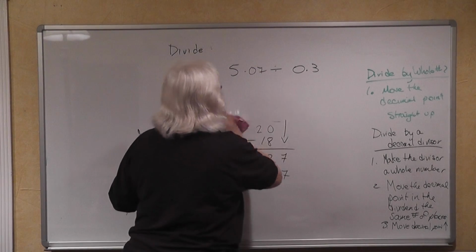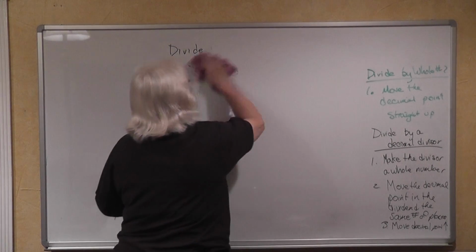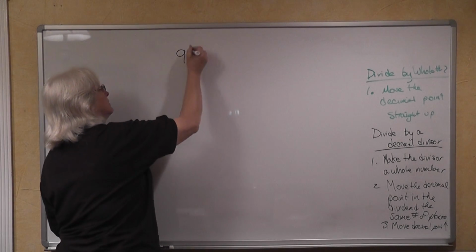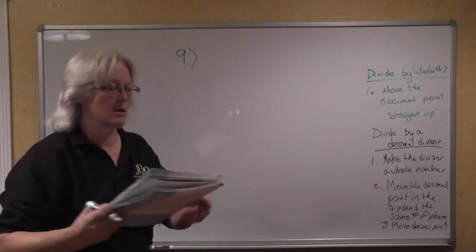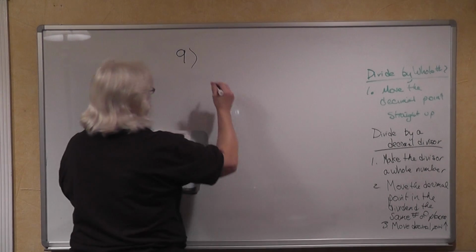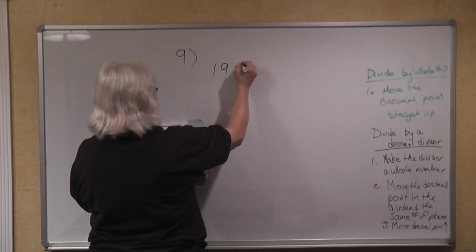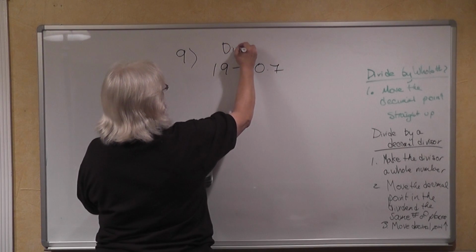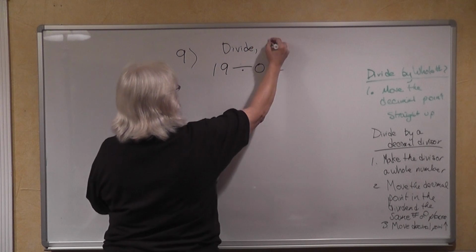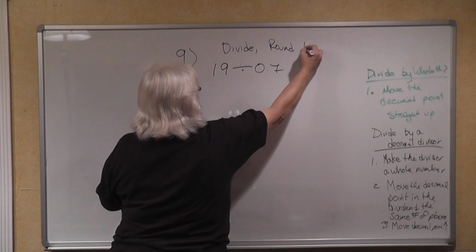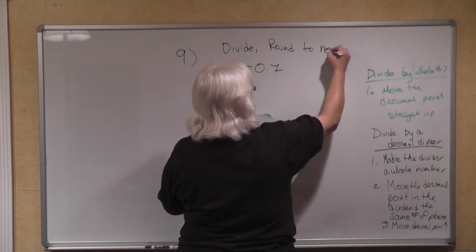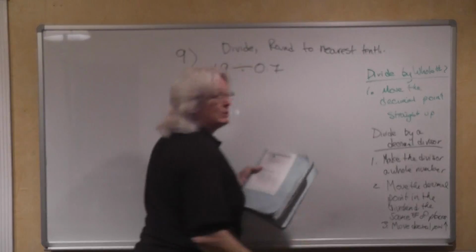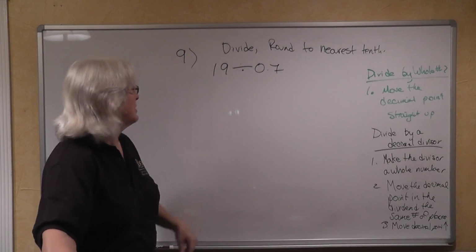Now, one more thing that I want to review from the skill check. This is problem number 9. This says divide and round to the nearest tenth. 19 divided by 0.7. Divide, which is part 1, round to the nearest tenth, which is part 2. Two-step problem. Do not fail to do the second part of your problem.